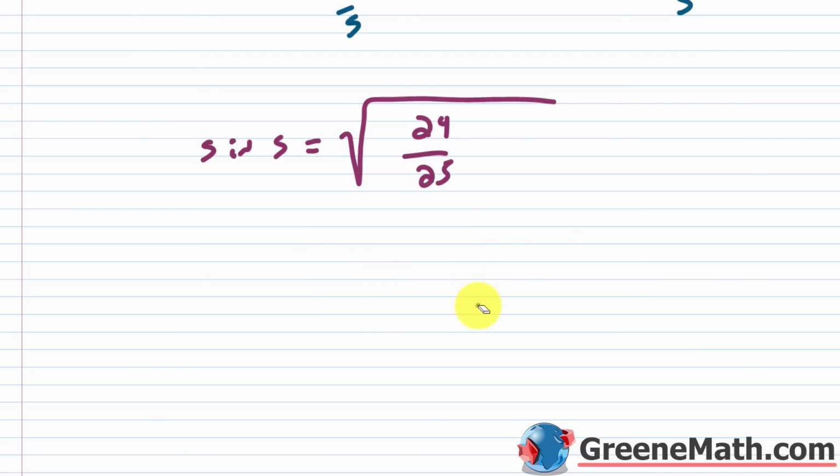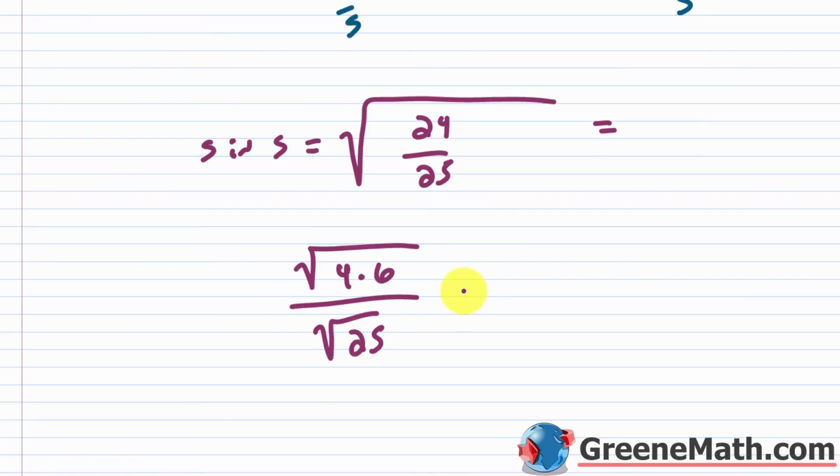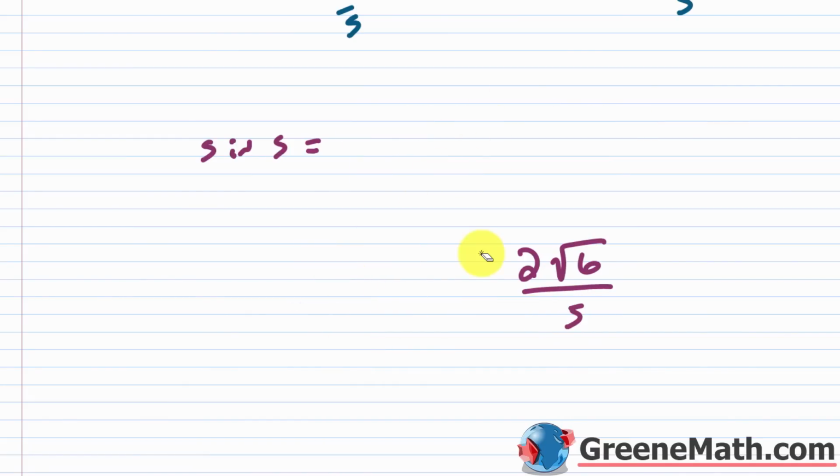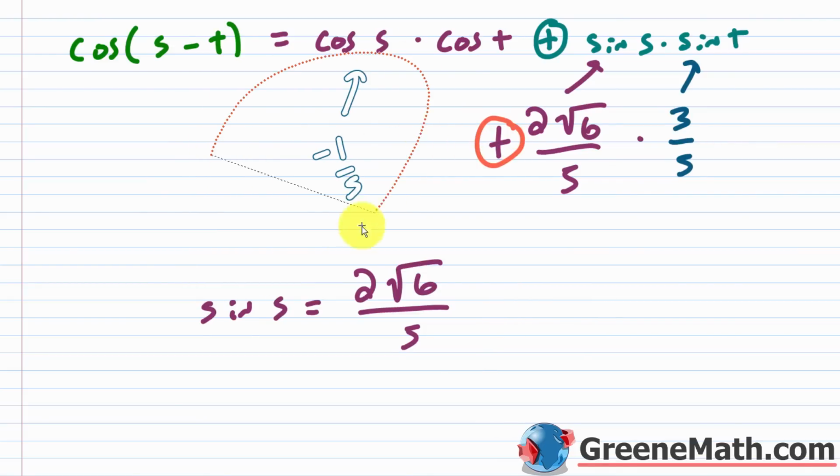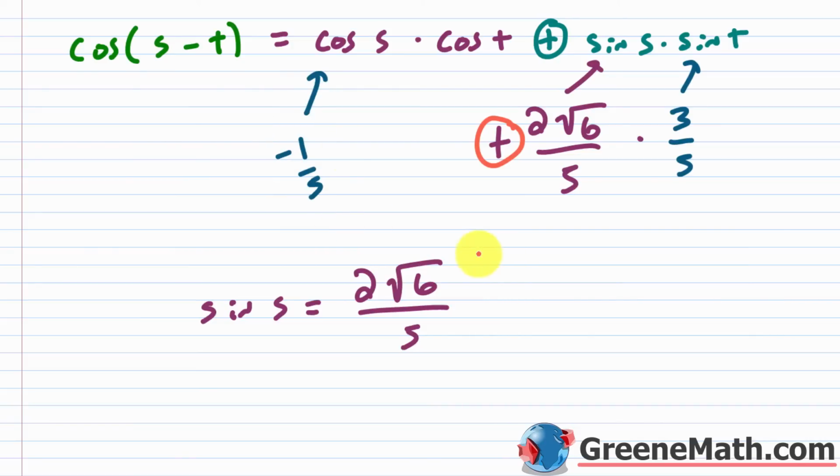And if you think about that, you can break it up. So this is the square root of 4 times 6 over the square root of 25. The square root of 4 is 2. The square root of 6, you really can't do anything with that. So this is 2 times square root of 6 over the square root of 25, which is 5. So I'm just going to plug in for the sine of s, 2 times square root of 6 over 5. Okay, so this is multiplied, and then this is a plus sign here. Let me go ahead and circle this so nobody is confused.